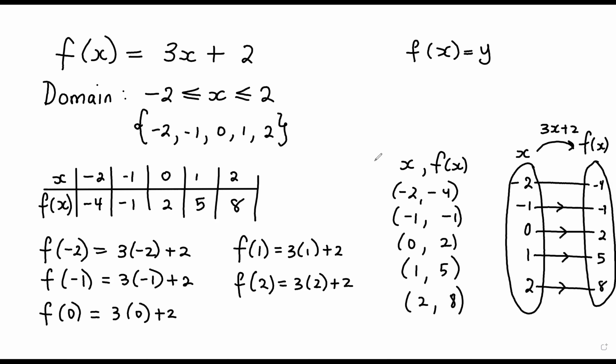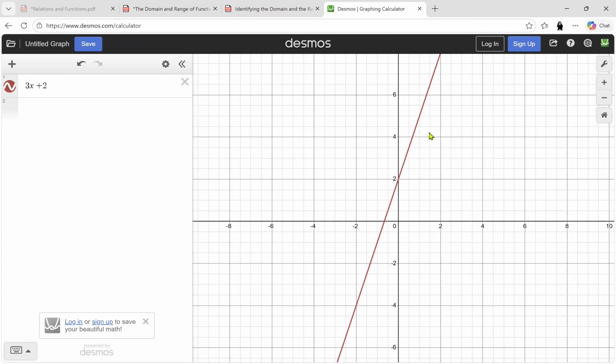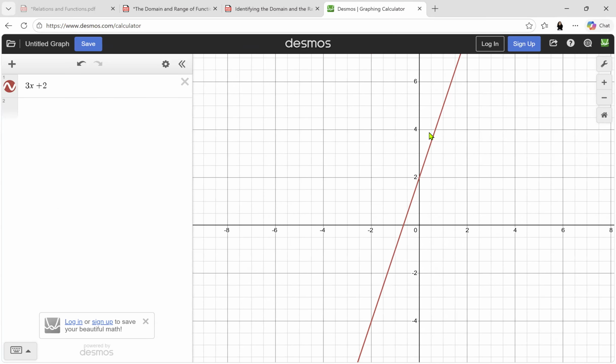Now, I can also represent this on a graph. So let's look at the graph. It's 3x plus 2. Let's go on Desmos and sketch this graph for 3x plus 2. Now, granted, on my Desmos graph here, I don't have any restrictions on it. So this is the entire function where the domain is negative infinity to positive infinity.